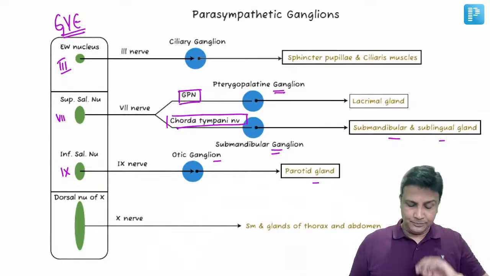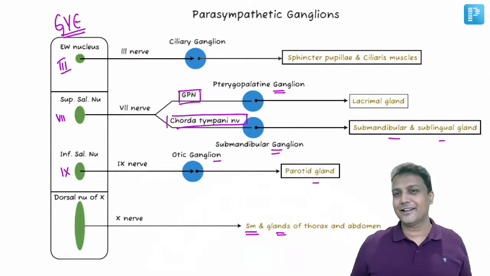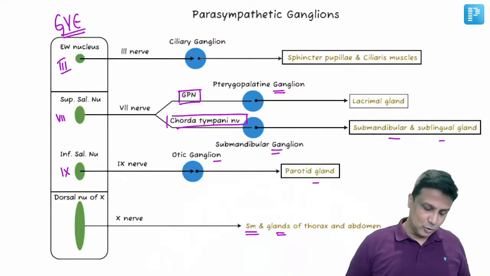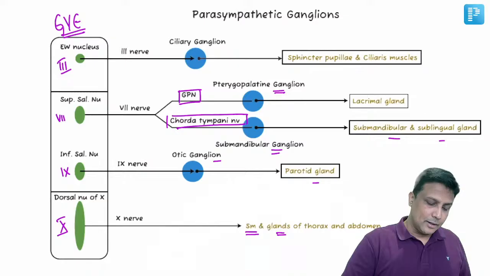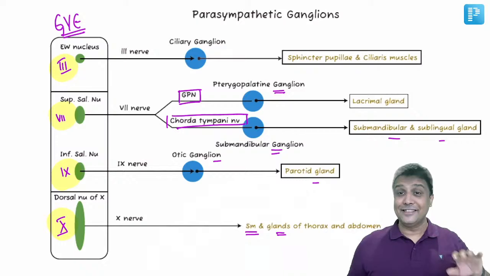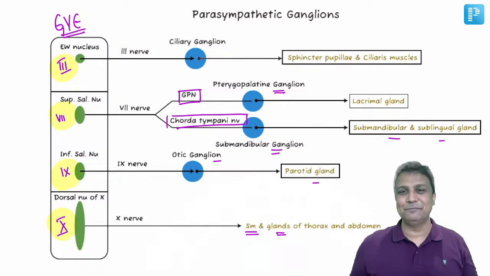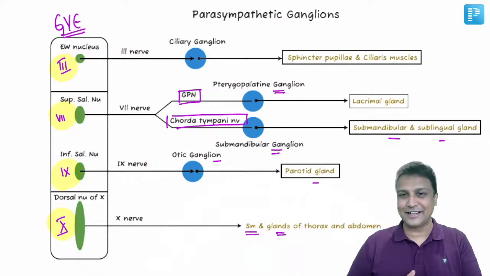Finally, what about the smooth muscle and glands present in the thorax and abdomen? All of that will be taken care of by the vagus nerve, and that nucleus will be the dorsal nucleus of vagus. So if you look at this carefully, the third nerve, seventh nerve, ninth nerve and the 10th nerve, 3, 7, 9 and 10, that is actually the parasympathetic nervous system, the nerves which will be actually contributing to your parasympathetic nervous system.